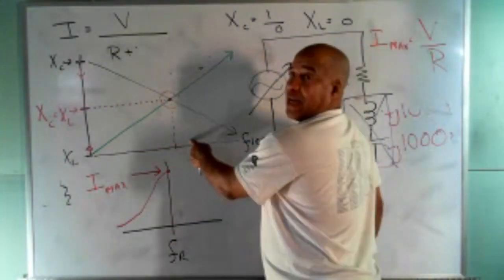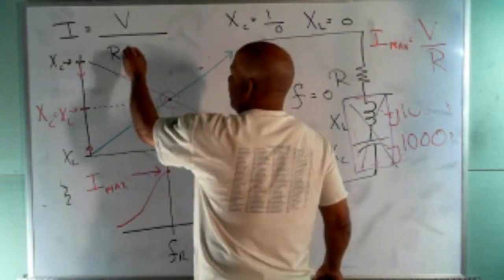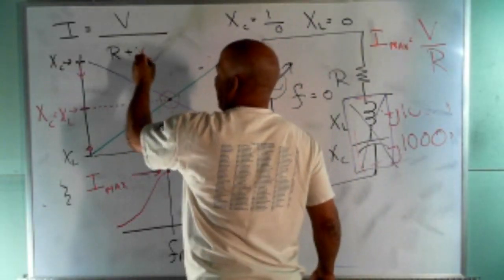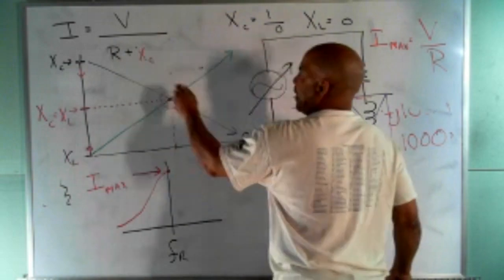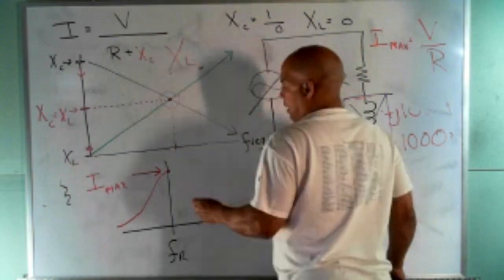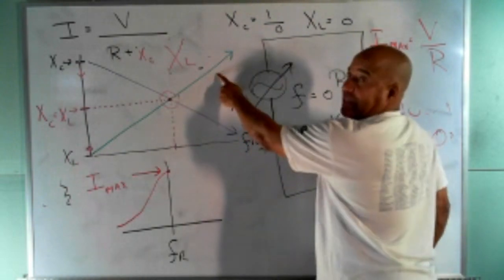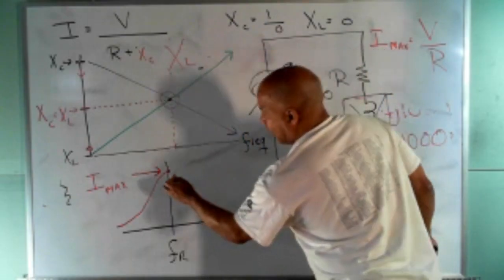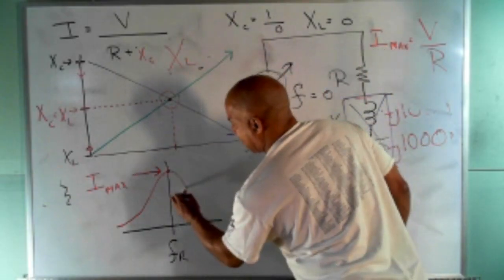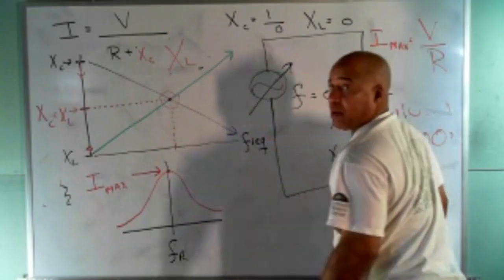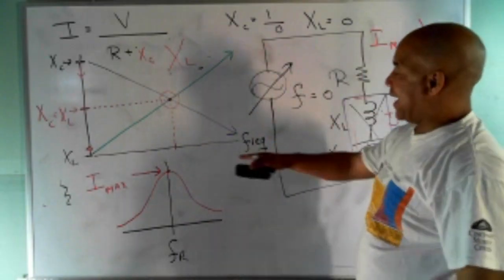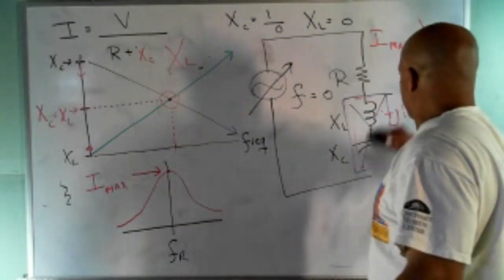If I go past resonance, now I'm introducing XC again, but look at what happens to XL. XL now is getting bigger. And so I'm adding more ohms from XL, so my current is going to drop off like this. And that's called the resonant curve. Let me put that over here.